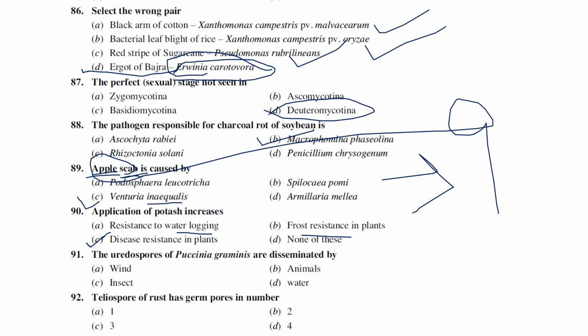The urediospores of Puccinia graminis are disseminated by wind, animals, insects, and water. These urediospores are generally windborne, disseminated through wind. Teleospores of rust have germ pores in a number. How many? 1, 2, 3, 4. Again, the germ pores produced by the pycniospore, aeciospore, urediospore, and teleospore we have already covered. But here the answer is 2. The teleospore generally produces 2 germ pores.